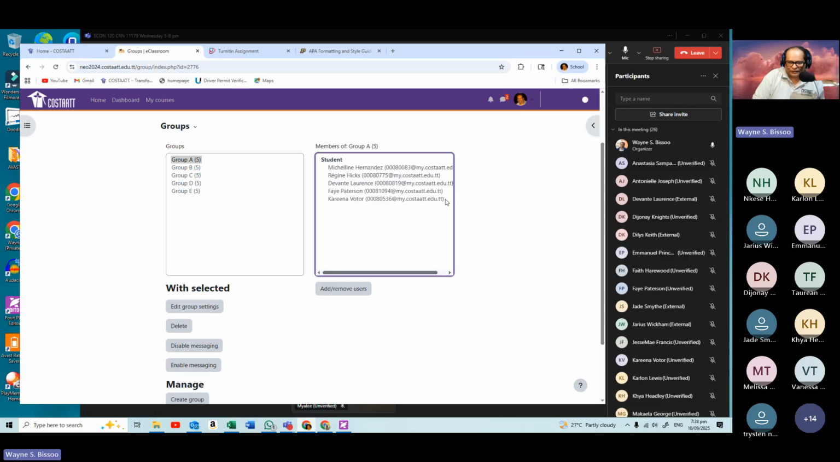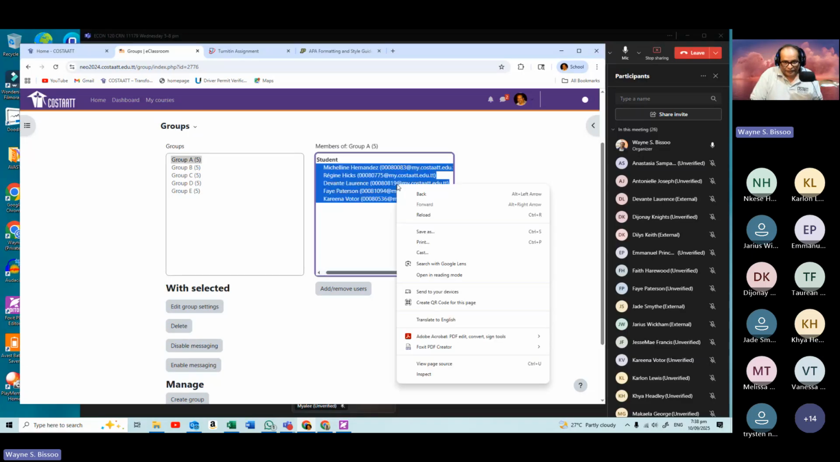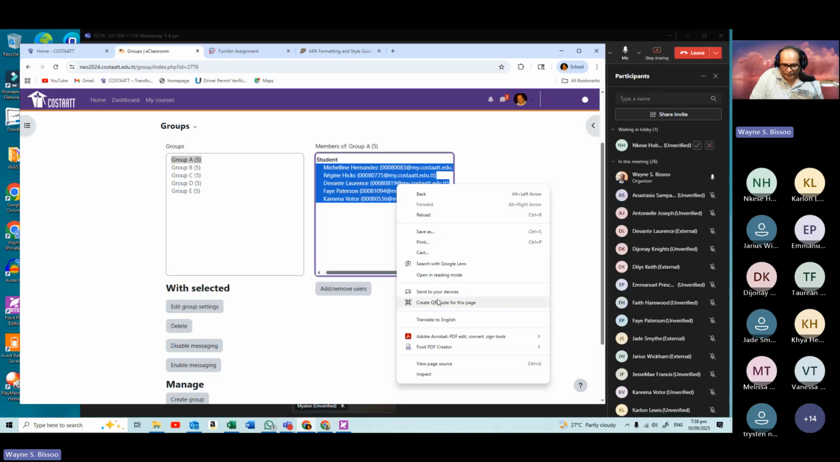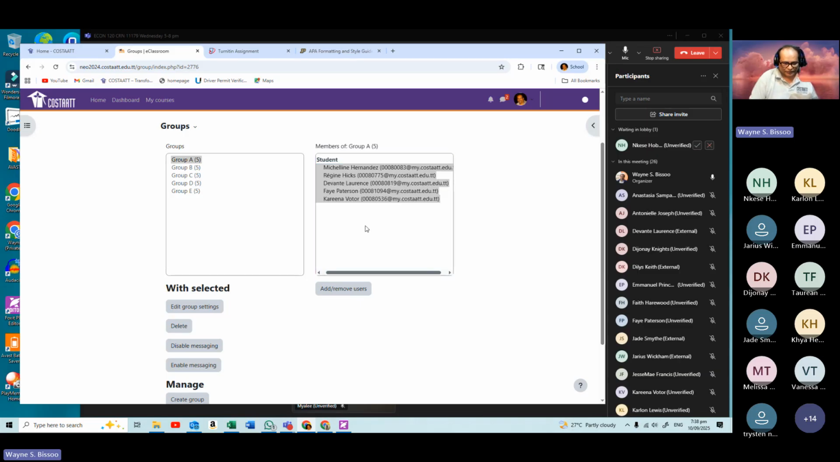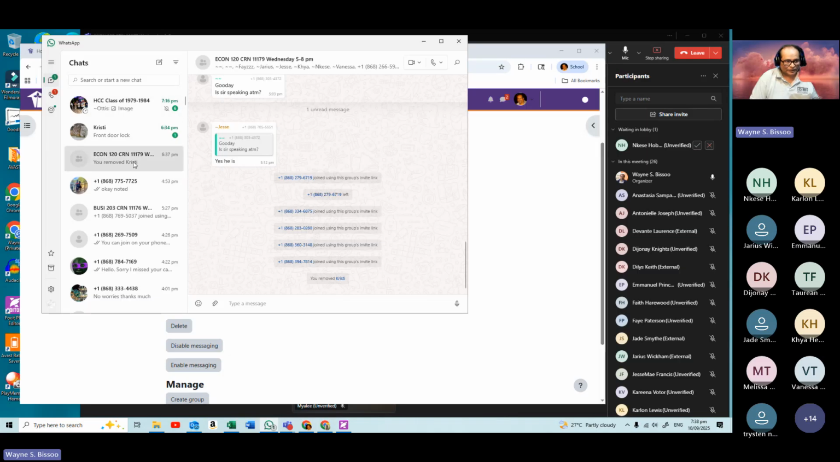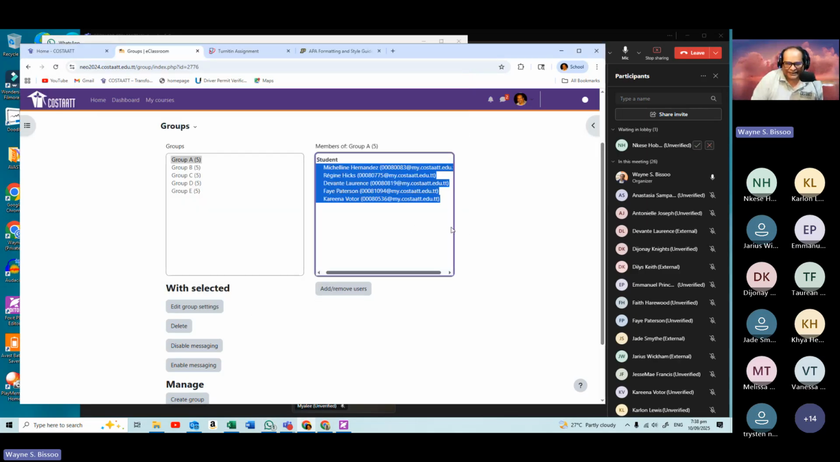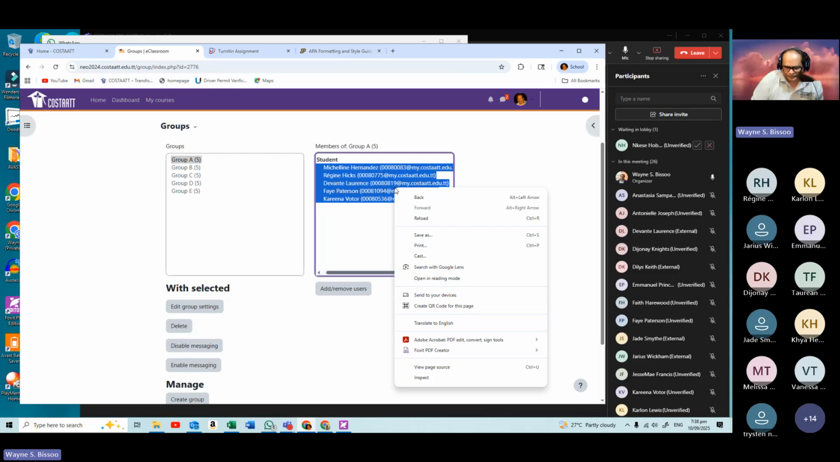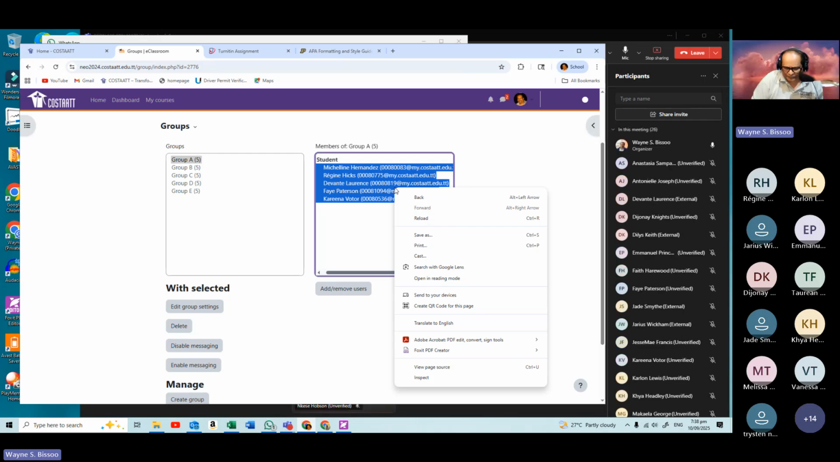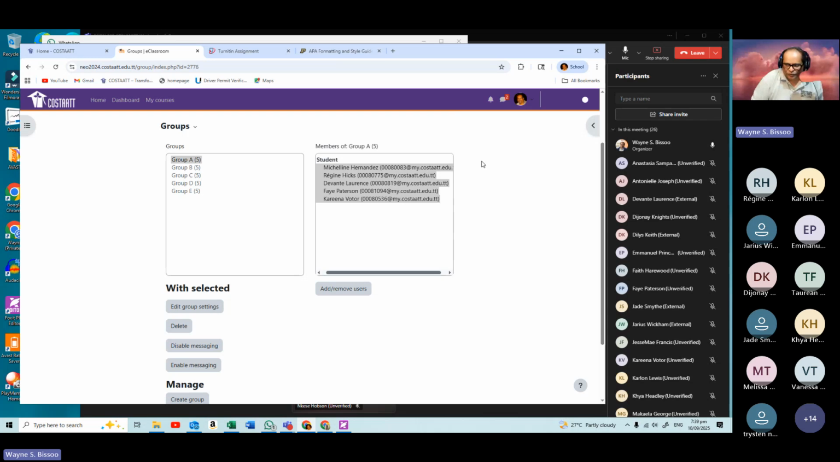Everybody's seeing this. I'm trying to see if I could select. All right. Can I copy this, right? Control C. Control C. No, it won't. I was thinking a shortcut here. All right, so Group A.